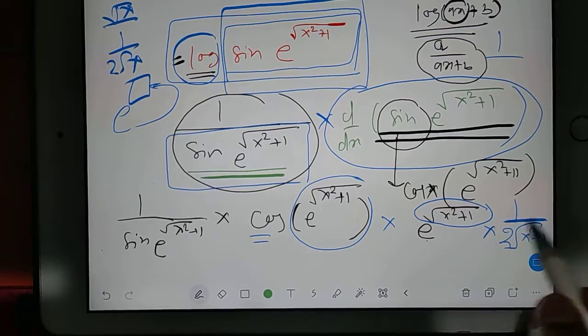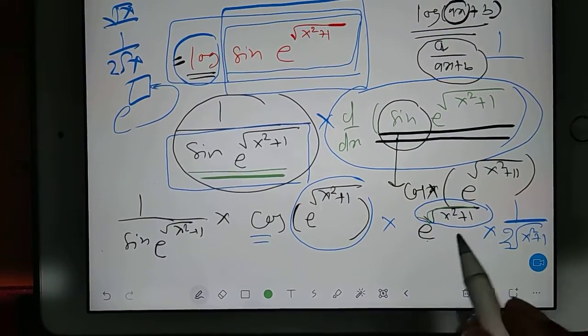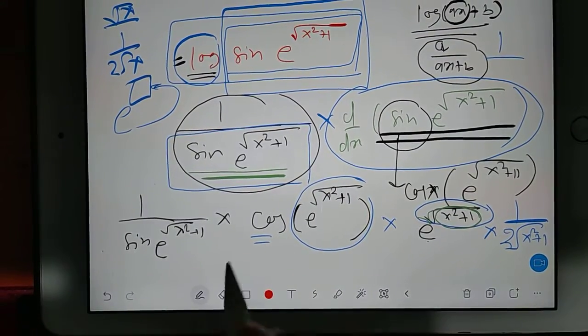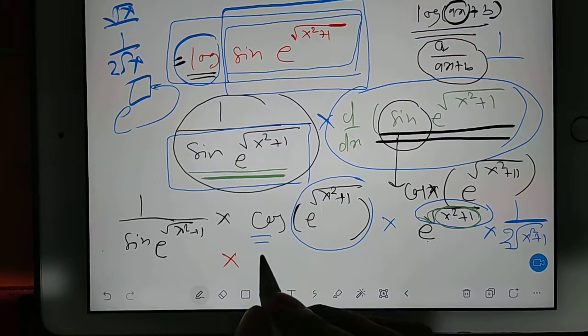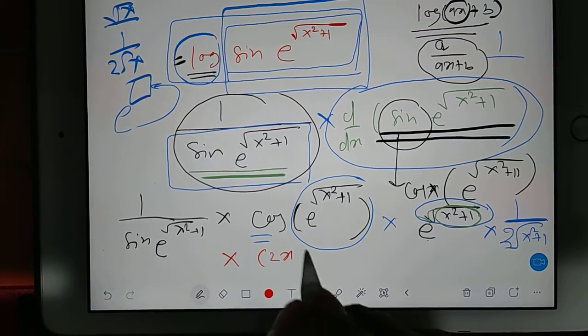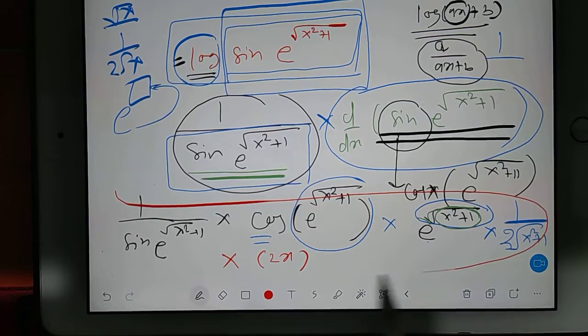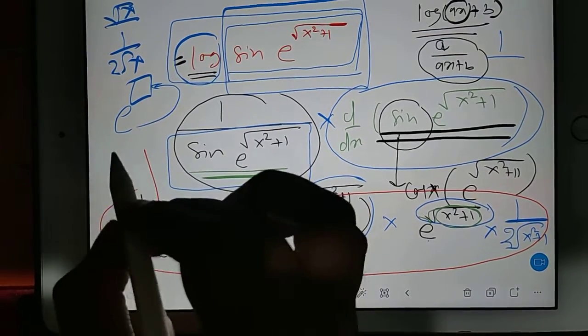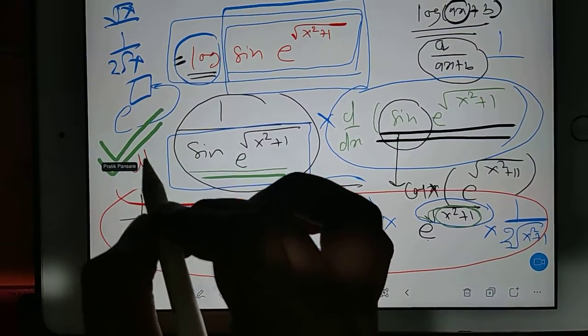Now the root is differentiated. So what is inside the root? x square plus 1 is inside the root. So again put a multiply sign and differentiate x square plus 1. The answer will be 2x. So this chain is coming into picture. That's why this kind of differentiation is called chain rule.